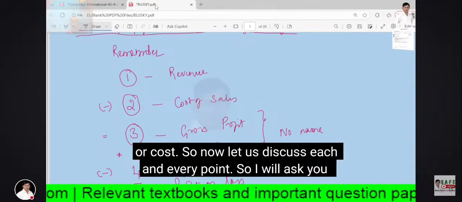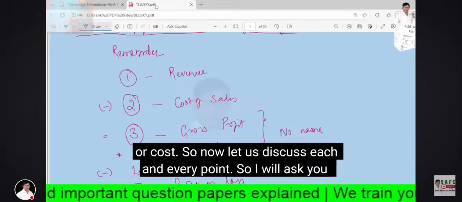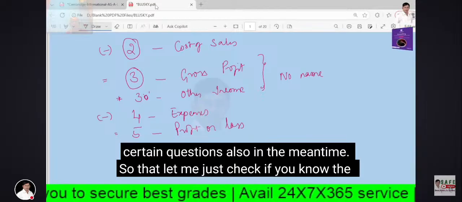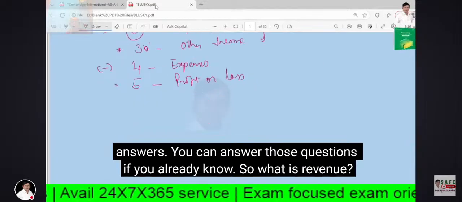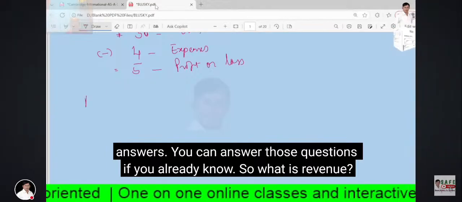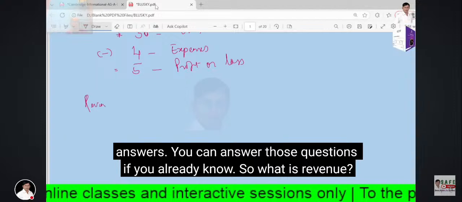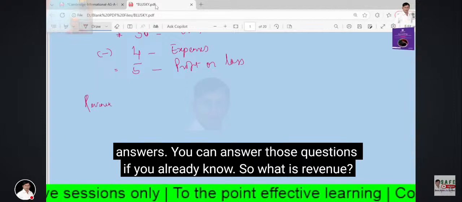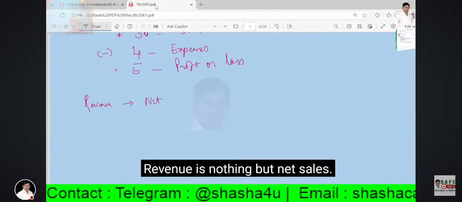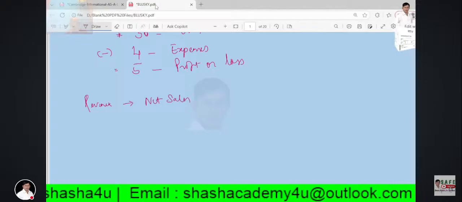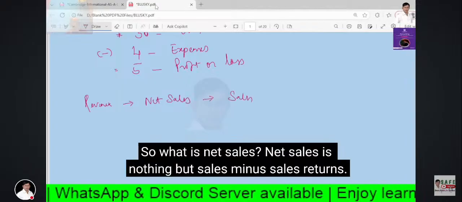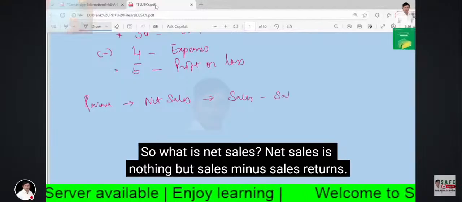So now let us discuss each and every point. I will ask you certain questions in the meantime, so that I can check if you know the answers. You can answer if you already know. So what is revenue? Revenue is nothing but net sales. So what is net sales? Net sales is nothing but sales minus sales returns.